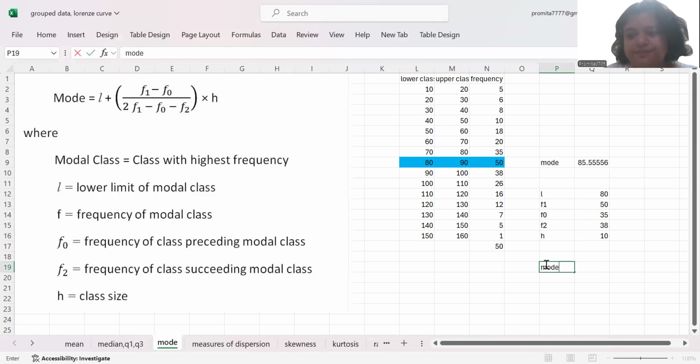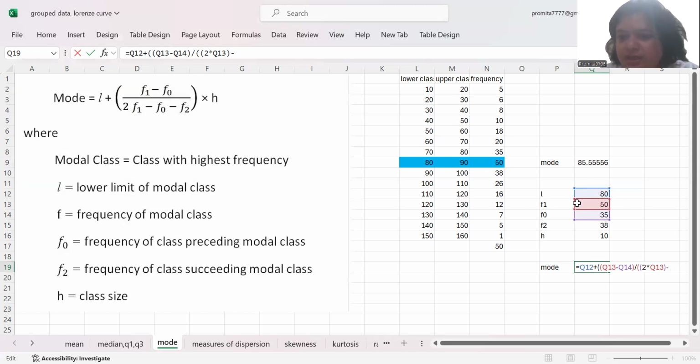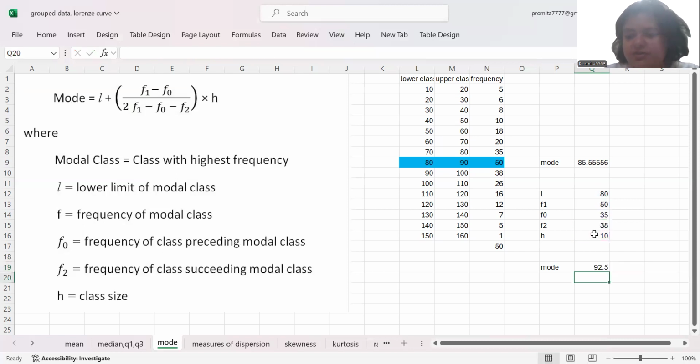So my mode will be equal to L plus the frequency of the modal class minus the frequency of the class preceding the modal class, divided by 2 into the frequency of the modal class minus the frequency of the class preceding the modal class minus the frequency of the class next to the modal class, and we multiply the whole thing by h. So this is my mode.